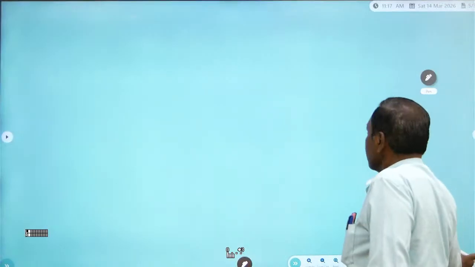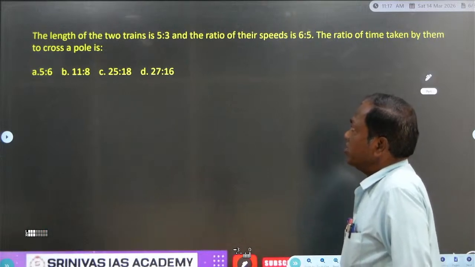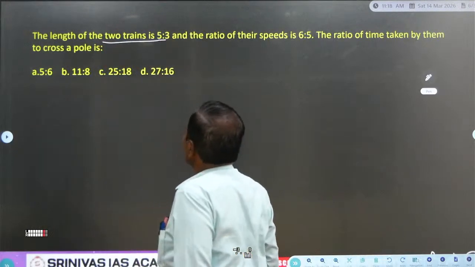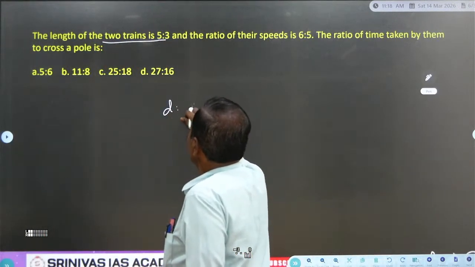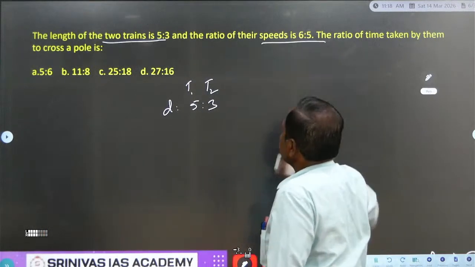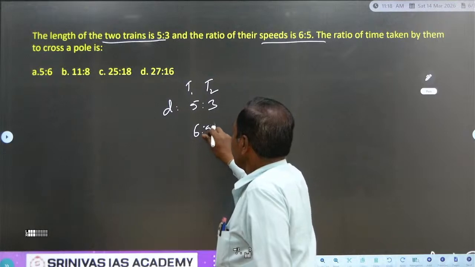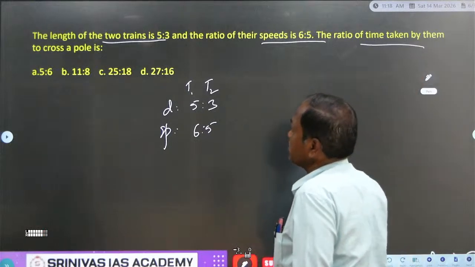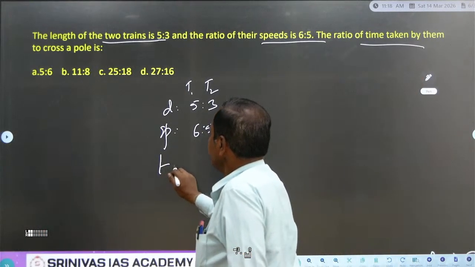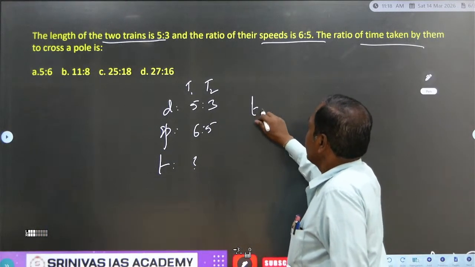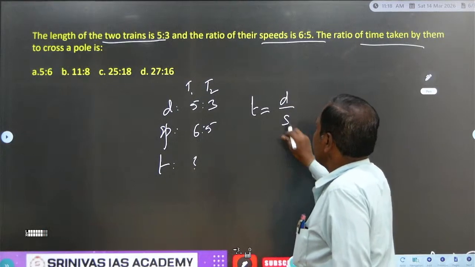Next. The ratio of the lengths of the two trains is 5:3. It means the distance is 5:3, train 1 and train 2, like that. The ratio of their speeds is 6:5. And what is the time taken by them to cross a pole? Time equals question mark. What is the time formula? Time is equal to distance by speed.